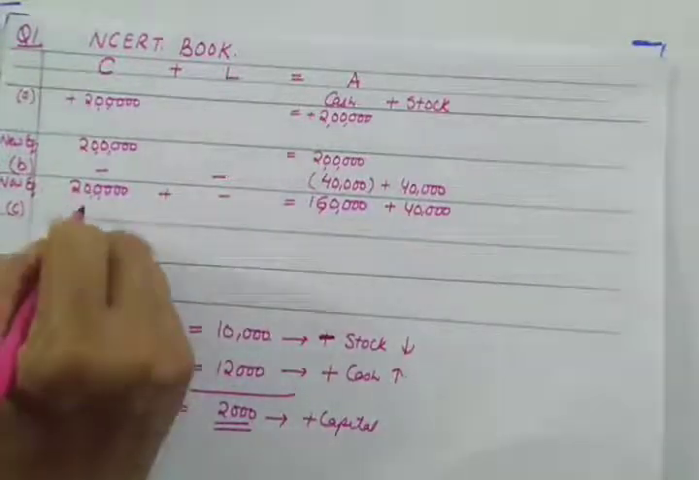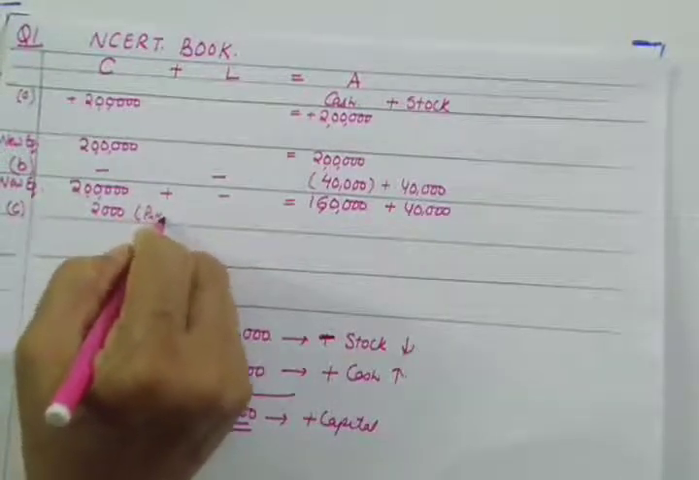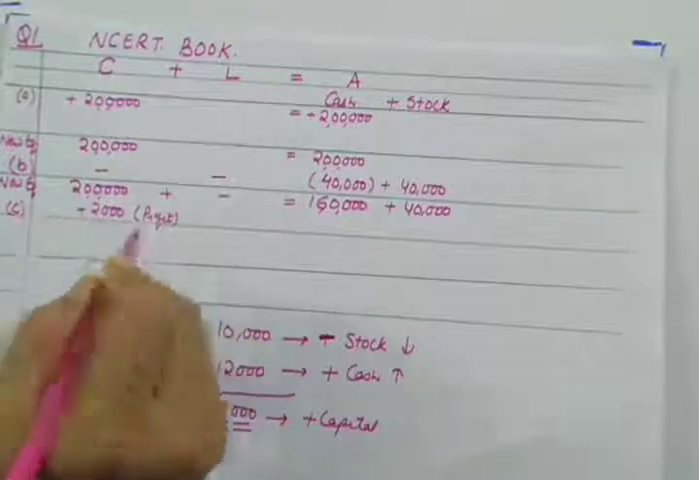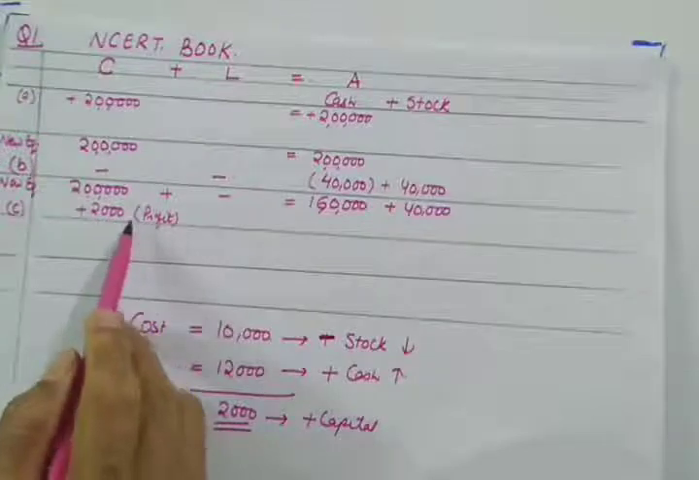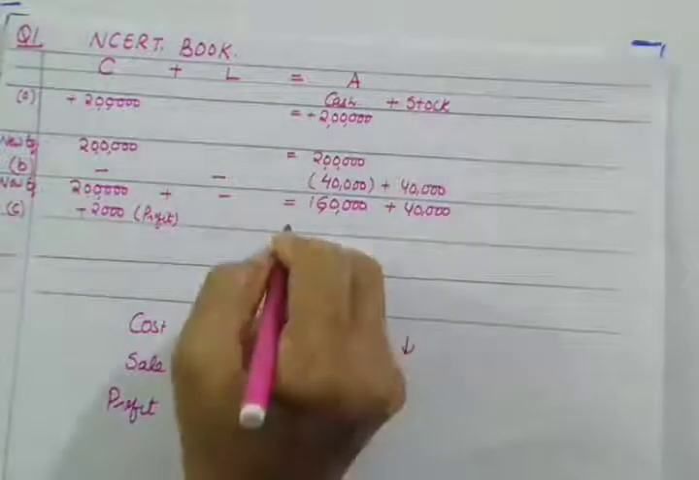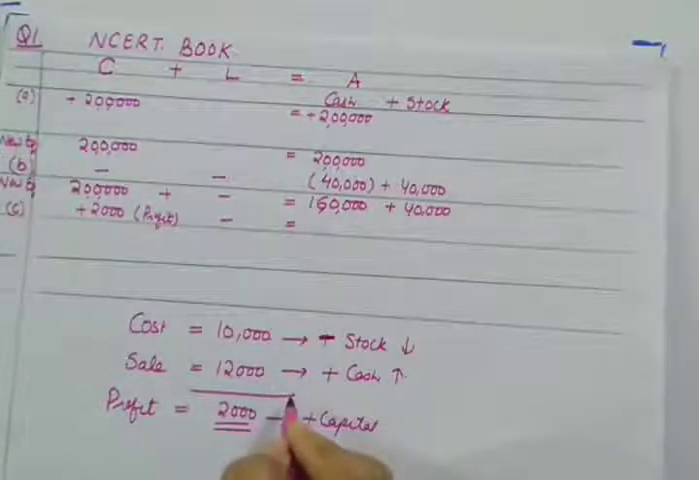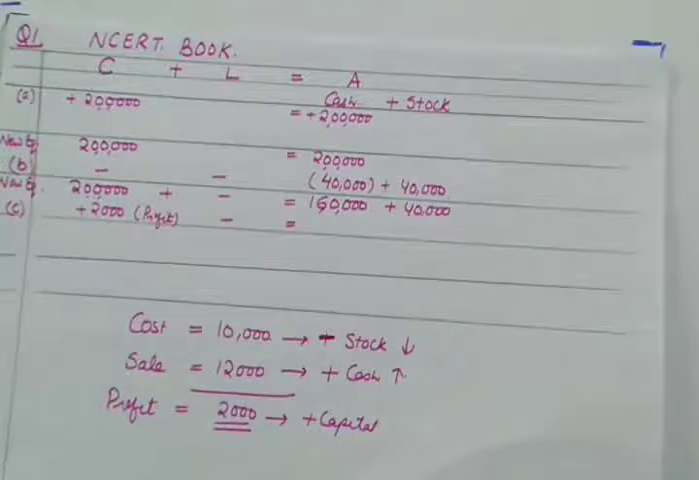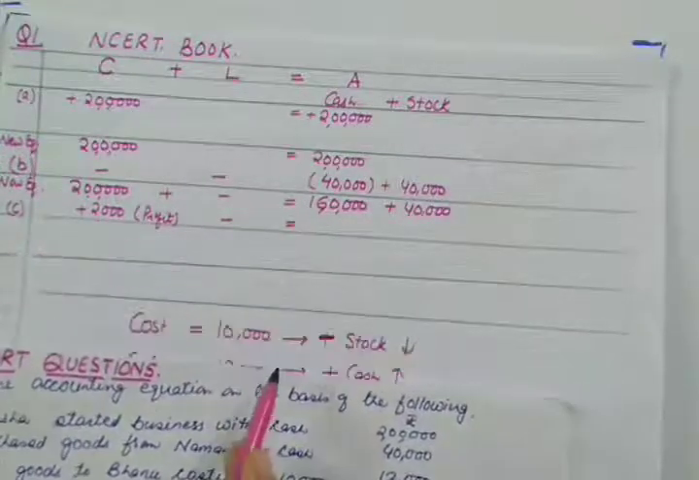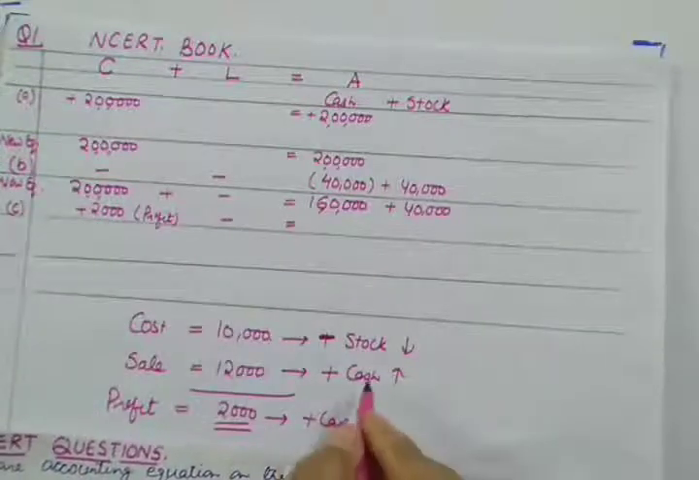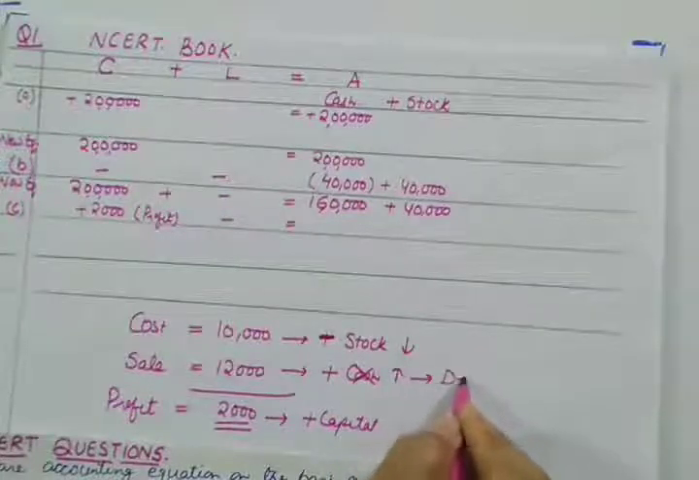So you will add profit of 2,000. It will be better if you write profit here. Whatever you are adding in capital, if you mention in brief, this will be better, is equal to no change in liability. Your cash will increase by, see, in this case what is happening? Sold goods to Bhanu. So this is not your cash transaction, because you are not selling goods on cash. Your debtor will be created.